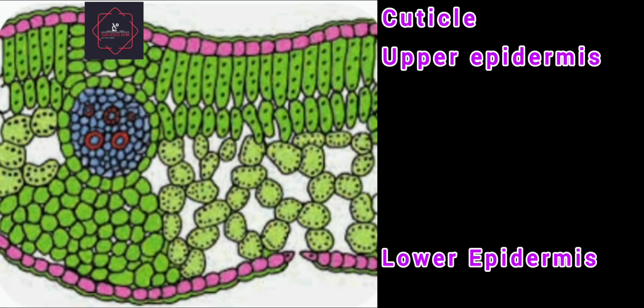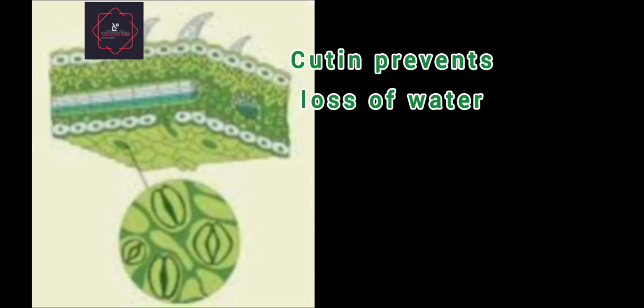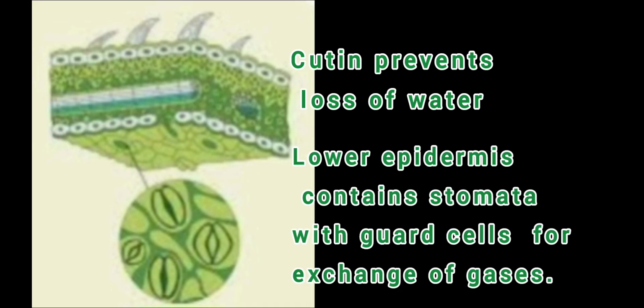So let's begin with the protective tissues. The protective tissues are also called the epidermal tissues. A few characteristics of the protective tissues include the following: they form a protective outer covering on the parts of the plant body. The outer walls of the cells are thick and covered by cutin. Location-wise, they are found on the surface of roots, stems, and leaves. The function of cutin is to reduce the loss of water, or act as an anti-transpirant.